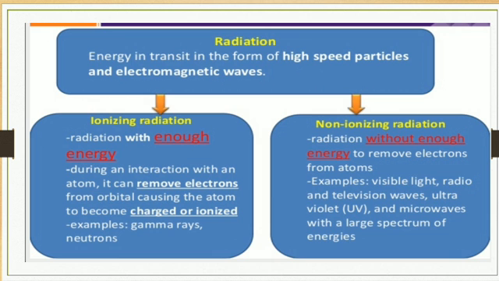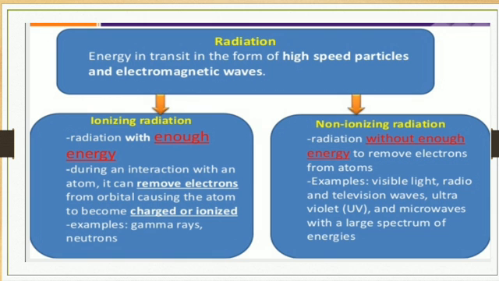Radiation is classified into basically two types: one is ionizing radiation, another one is non-ionizing radiation. Ionizing radiation is radiation with enough energy that, during an interaction with an atom, it can remove electrons from orbital, causing the atom to become charged or ionized. Examples: gamma rays, neutrons.